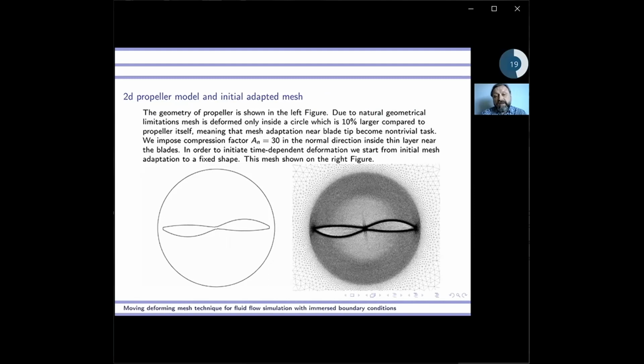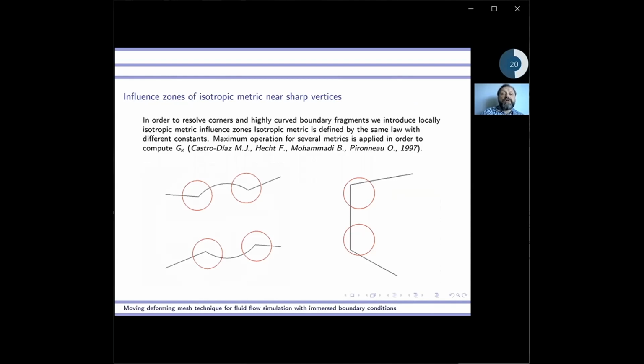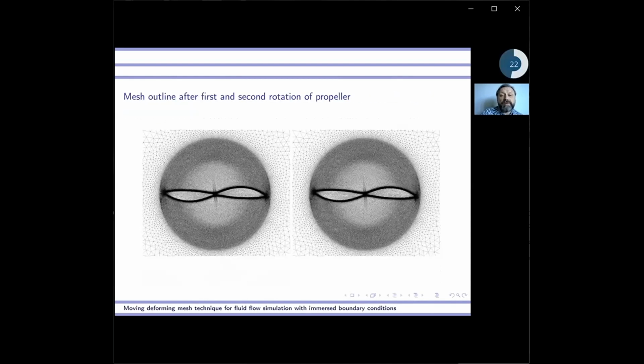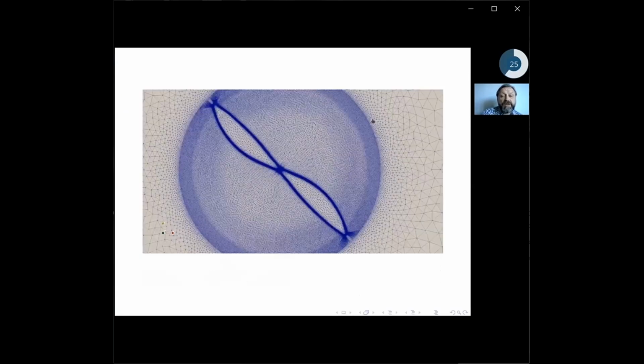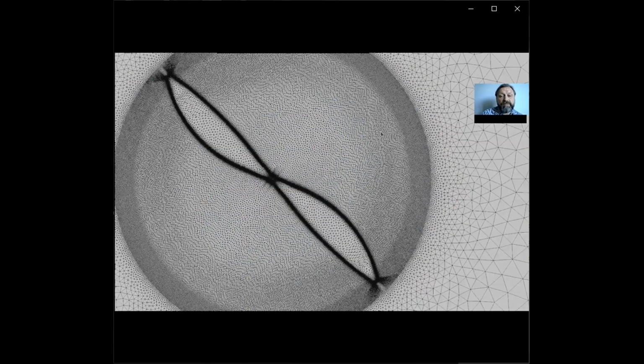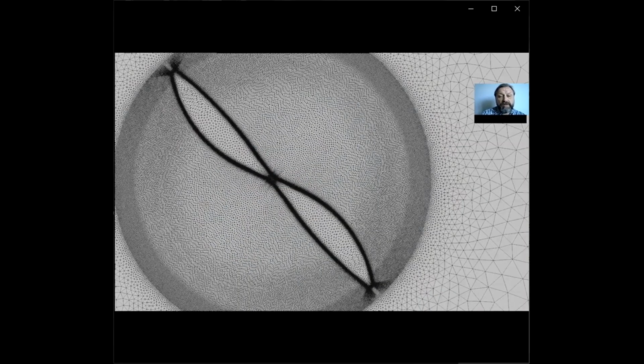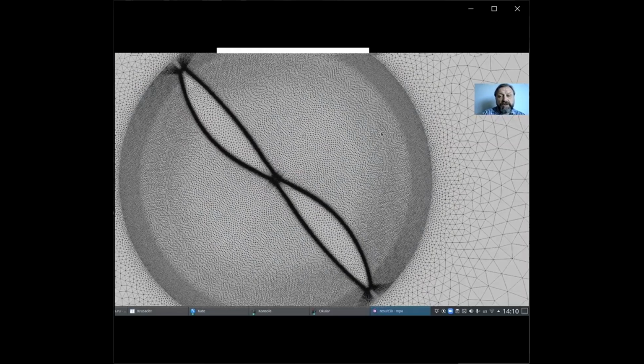This is a rotor configuration and geometrically adapted mesh. We use special adaptation in the high curvature zones. Those are fragments of mesh. We get a mesh which is almost periodic. So this is the first and the second rotation. And this movie illustrates the mesh movement and deformation.